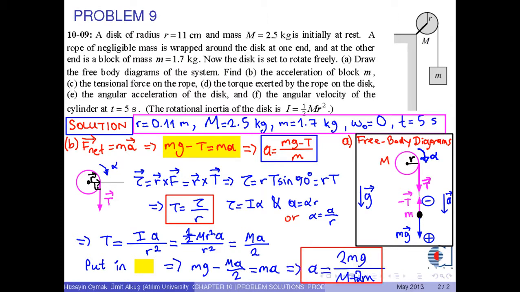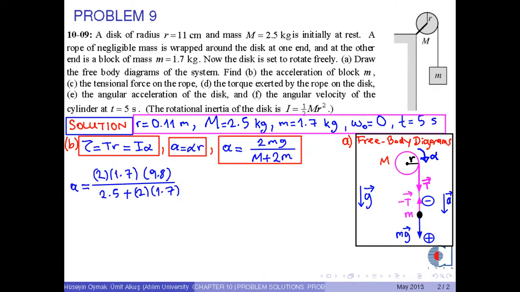Now, we put the corresponding numerical values into this formula to get 5.6475 meters per second squared, which is approximately 5.65 meters per second squared.